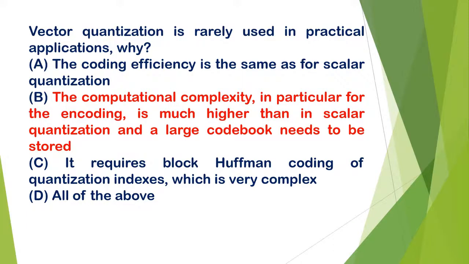B. The computational complexity, in particular for the encoding, is much higher than in scalar quantization, and a large codebook needs to be stored. C. It requires block Huffman coding of quantization indexes, which is very complex. D. All of the above, and the correct option is B.